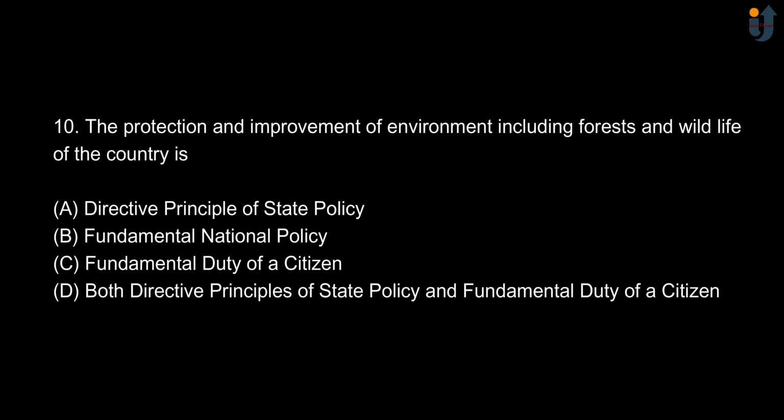Next, the protection and improvement of environment, including forest and wildlife of the country, is option A, directive principle of state policy. Option B, fundamental national policy. Option C, fundamental duty of a citizen. And option D is both directive principles of state policy and fundamental duty of a citizen. And the correct option is option D, both directive principles of state policy and fundamental duty of a citizen.